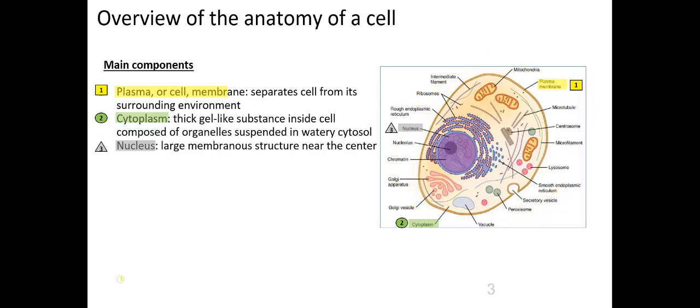Inside the cell, we have a cytoplasm over here, which is a thick gel-like substance inside the cell that contains water. And you can see that inside the cell, there are lots of different things called organelles. Organelles are called organelles because they're like little organs that exist inside the cell. And then right in the middle of the cell, you can see there is a nucleus over here. We'll talk about the composition of the nucleus as we progress on, not only in this lecture, but in the next lecture as well.